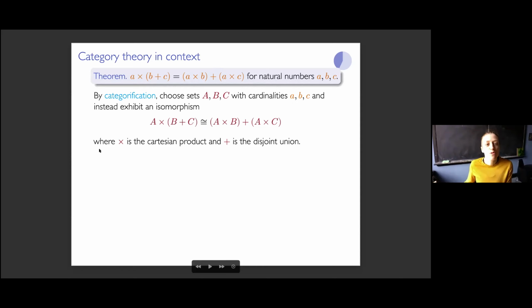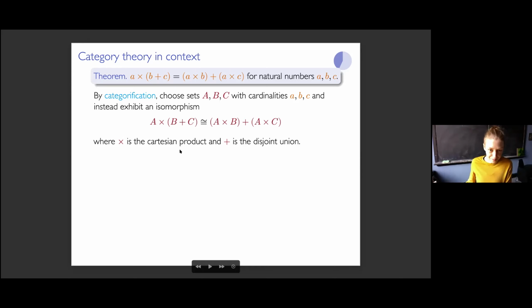So firstly, you could ask, what are natural numbers? What are cardinalities? They describe the sizes of finite sets. So if I want to prove an equation between natural numbers, I could categorify that equation, replace the numbers a, b, and c in orange with sets A, B, and C with those sizes. So A has a many elements, B has b many elements, and so on.